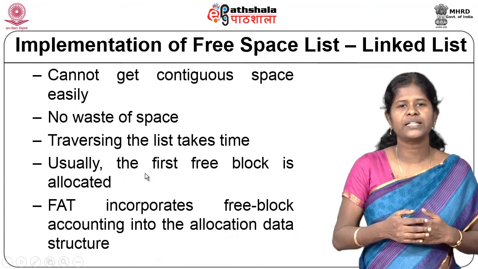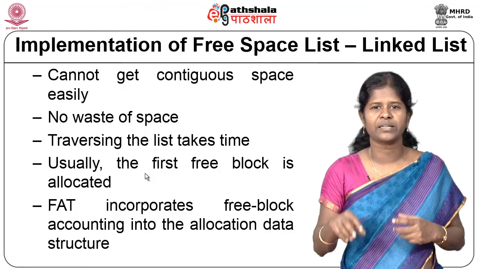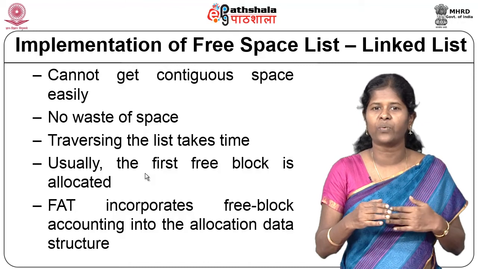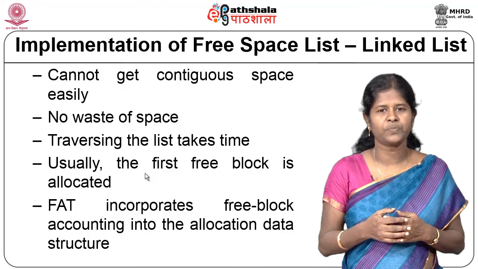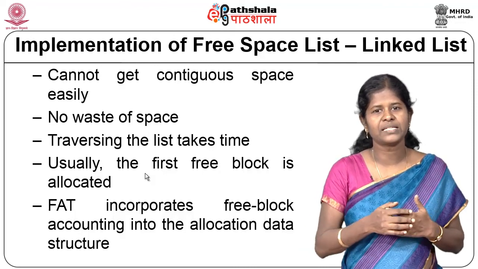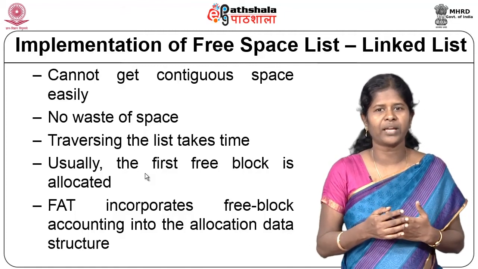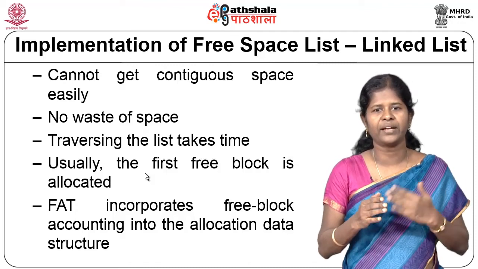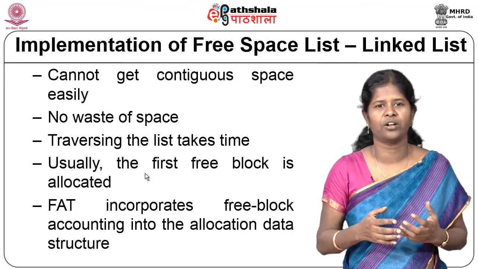With this, it is very difficult to get contiguous space, because you will have free disk blocks here and there. If you have contiguous space, you will need fewer seeks of the head, but there is no wastage of space because you can use any disk block in the disk. Traversing the list here will take some time, but rather than doing that, you can usually allocate the first free disk block and then move the head to the next free disk block, so it takes less time to find a particular free disk block.